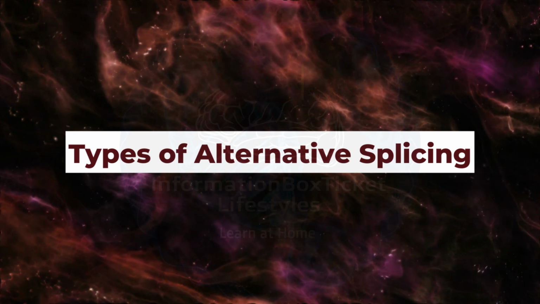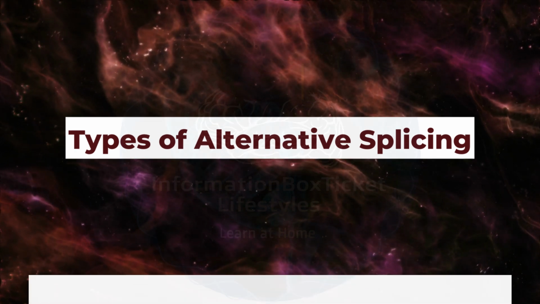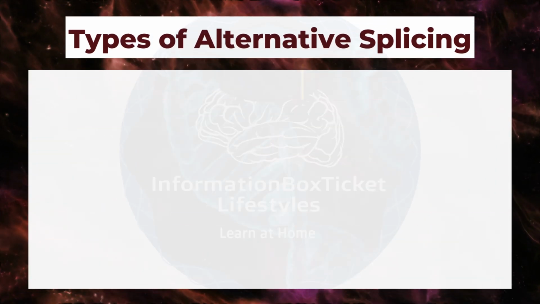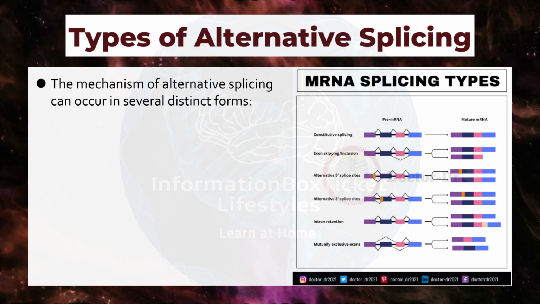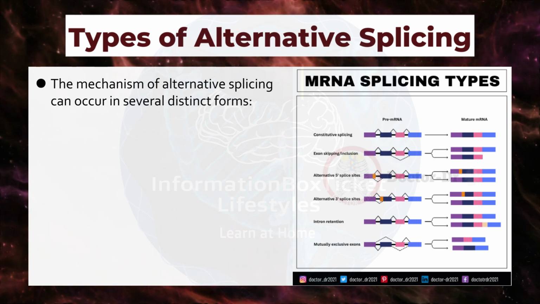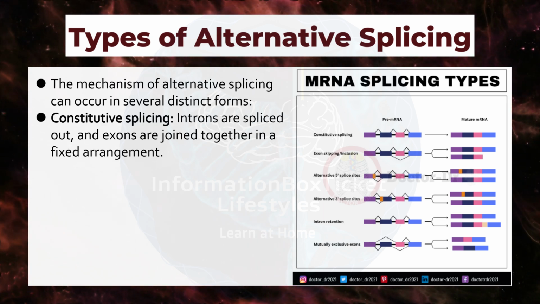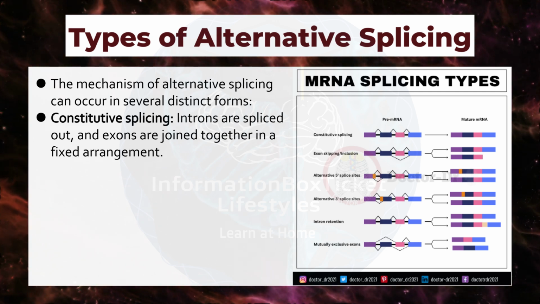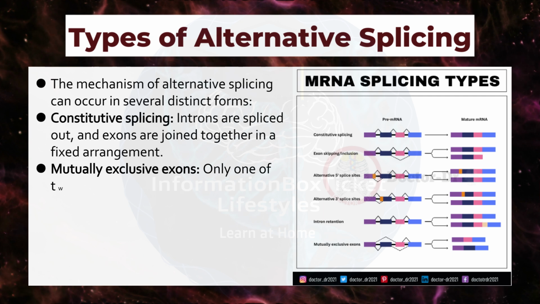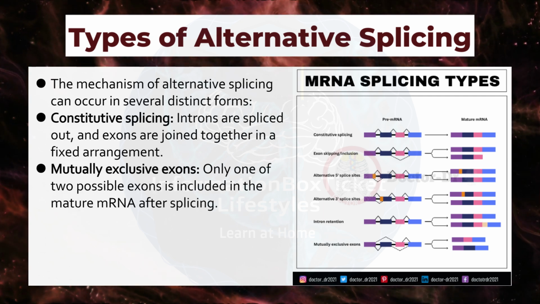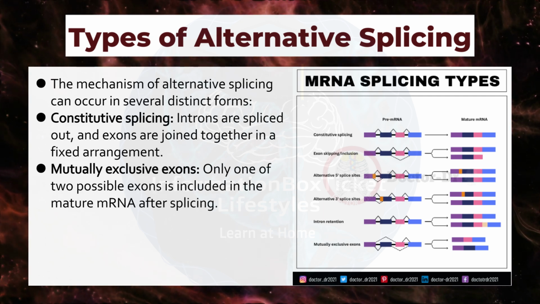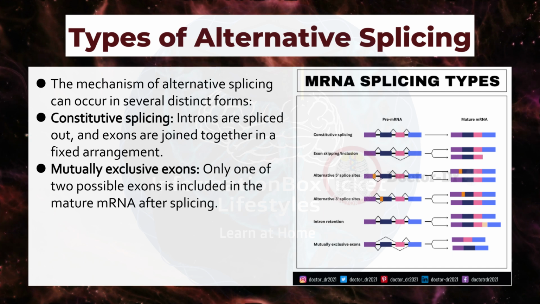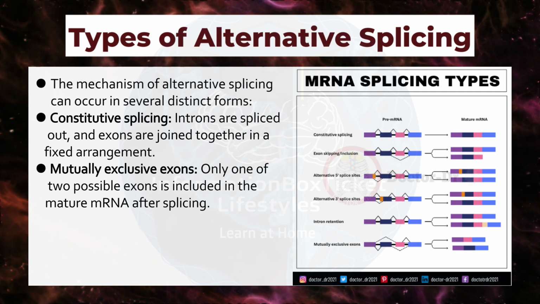Types of alternative splicing. The mechanism of alternative splicing can occur in several distinct forms. Constitutive splicing: introns are spliced out, and exons are joined together in a fixed arrangement. Mutually exclusive exons: only one of two possible exons is included in the mature mRNA after splicing.